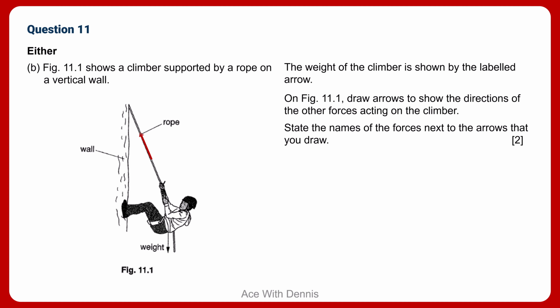The first force is the tension caused by the rope when the climber pulls the rope. The second force is the friction, which is between the foot of the climber and the wall. Another force is the normal force, where when the climber steps onto the wall, which means he applies a force onto the wall, then the wall will give him a normal force.